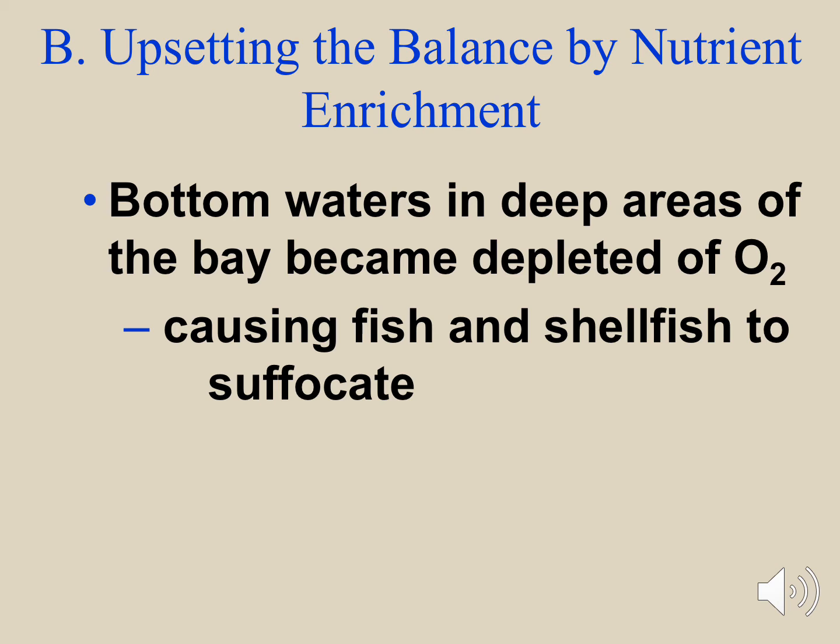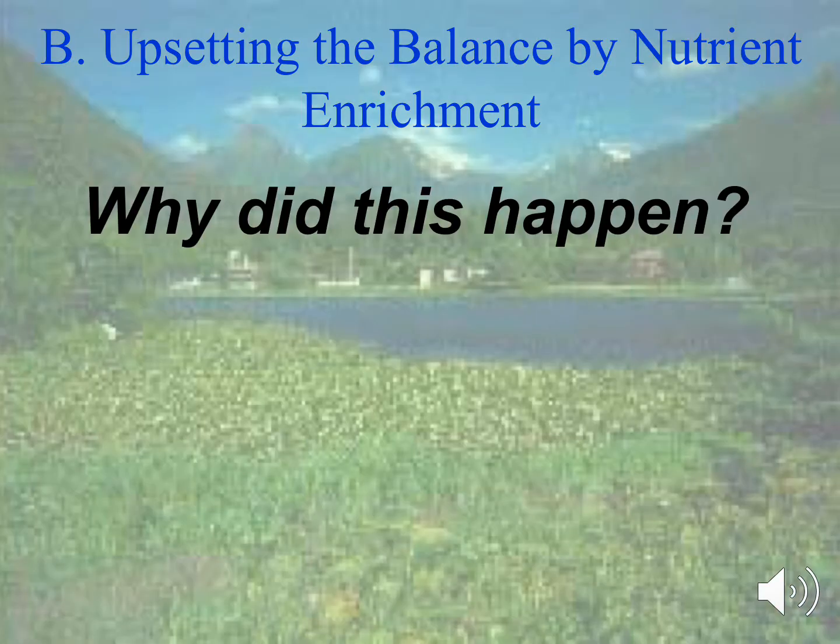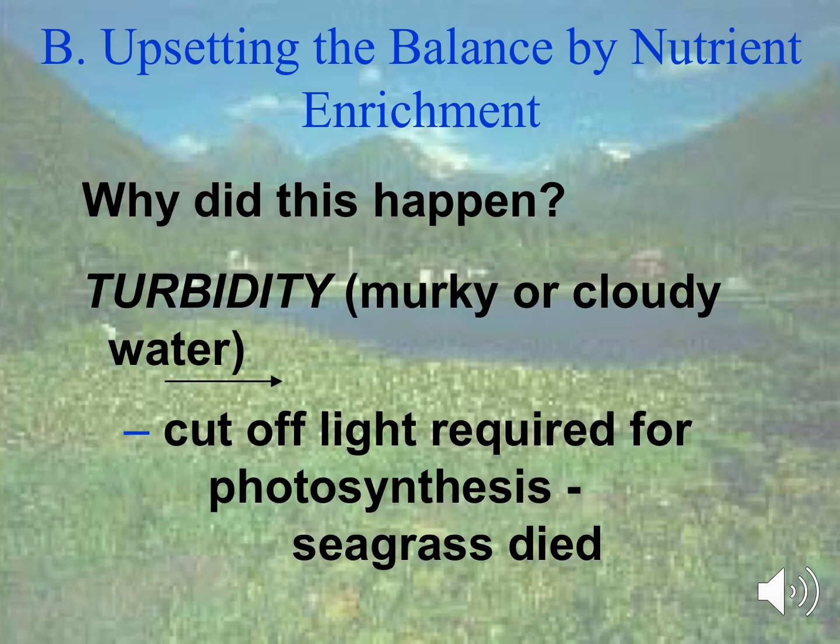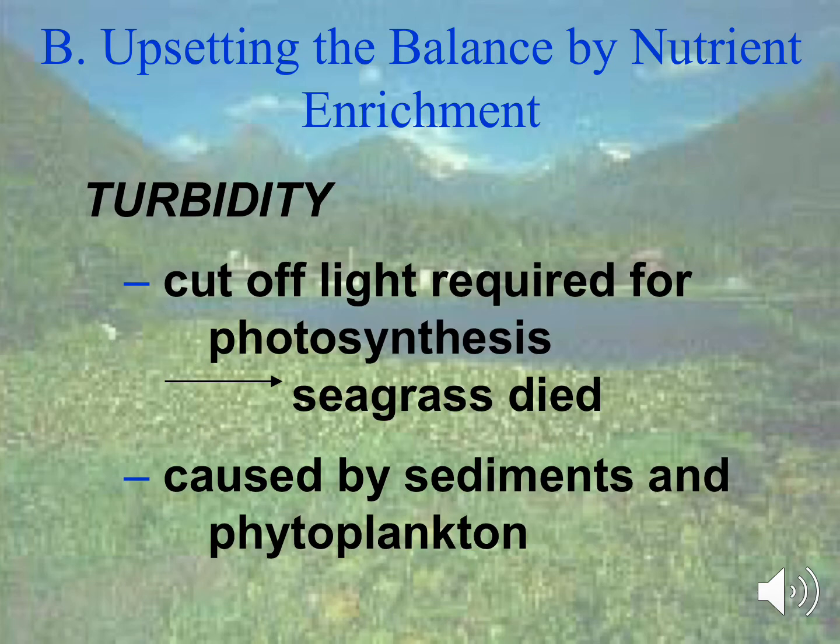So why did this happen? It happened basically because nutrients were added to the system. The waters got turbid by sediments and by the phytoplankton growing from the nutrient enrichment. The water became turbid. That cut off the light required for photosynthesis by the seagrass. The seagrass died, and basically the sediments and the phytoplankton caused the system to fall apart.